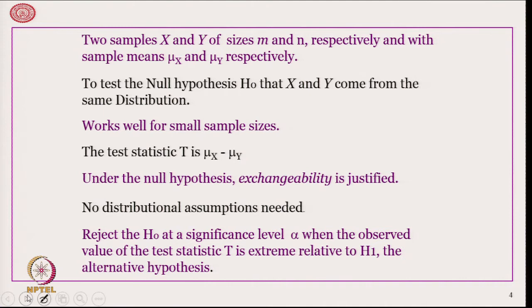So, the background is very familiar. We have two samples x and y of sizes m and n, and with sample means mu x and mu y respectively, to test the null hypothesis H naught, that x and y have come from the same distribution. So, it is the same problem. We are comparing the distribution of two different populations and we are checking whether they can be considered to be coming from the same distribution or not. This works well for small sample sizes.